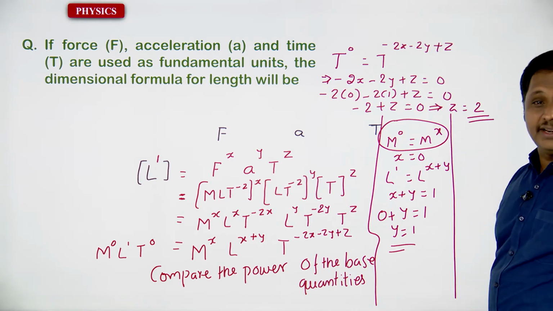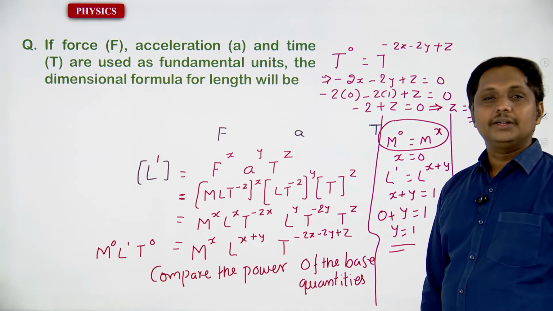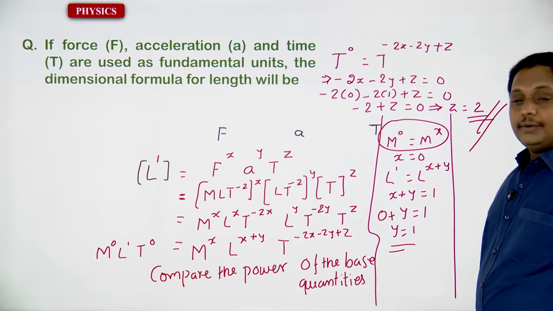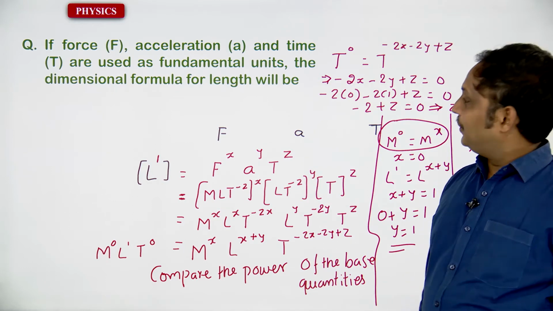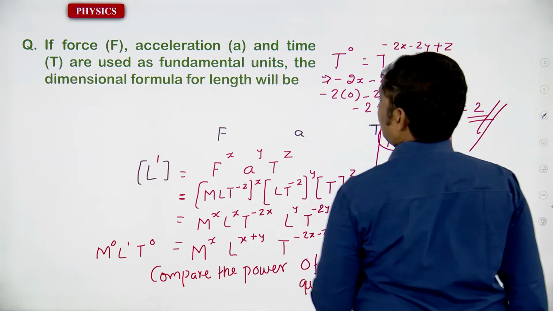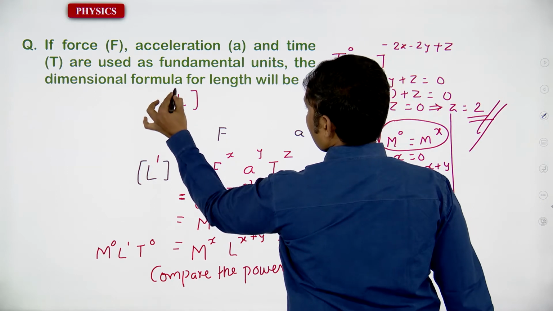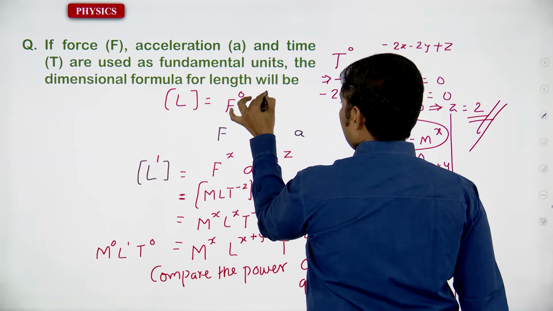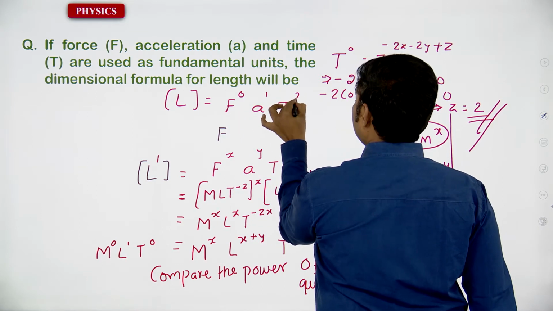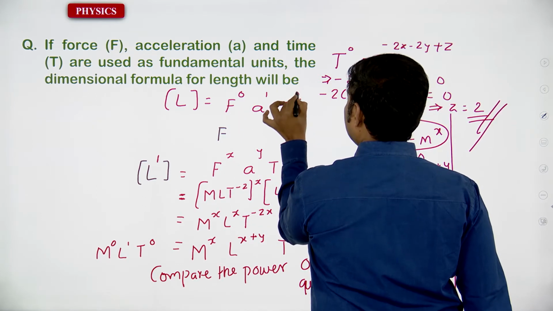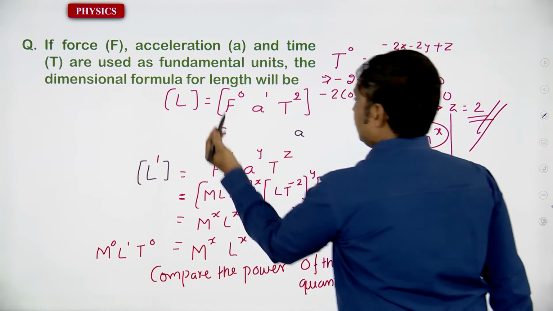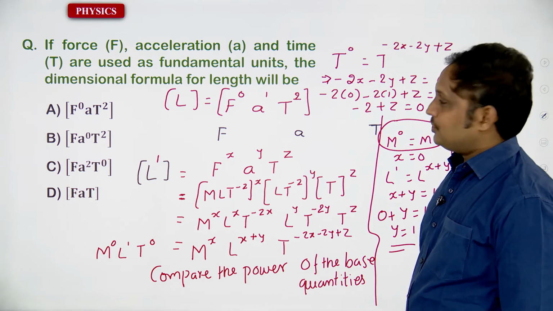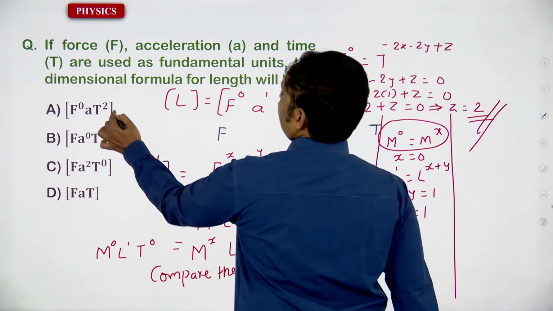All right, it's very clear. We would like to go for that. You have to write down. This is very clear. We would like to represent. So finally, you got that L is equal to f power 0, a power 1, t power 2. This is the case we have. So you can have the options and get the confirmation. This is very clear. So which is going to be the answer? First one is going to be the answer.